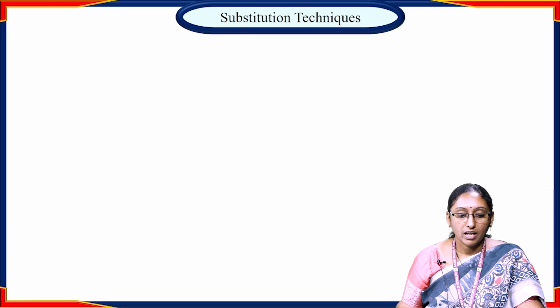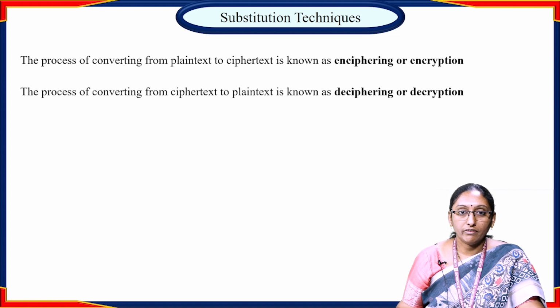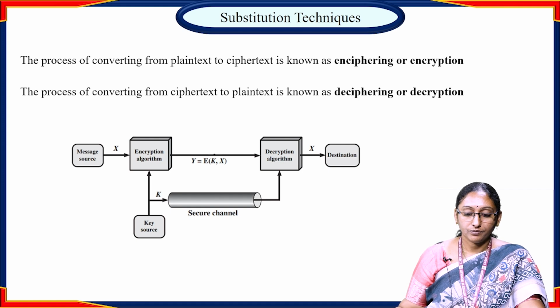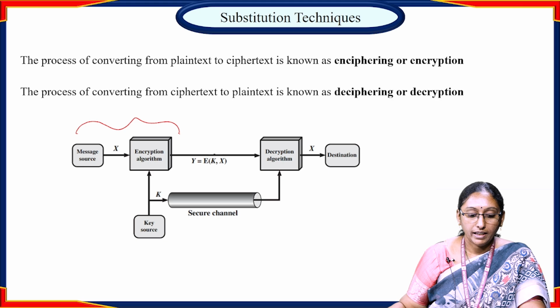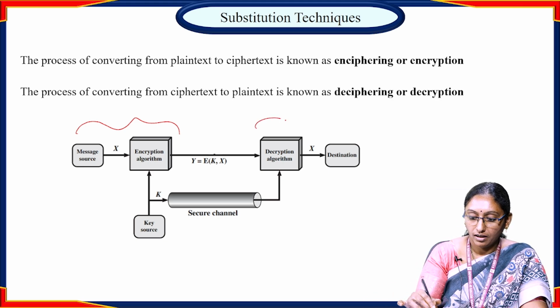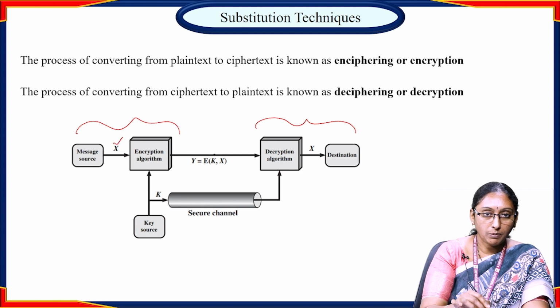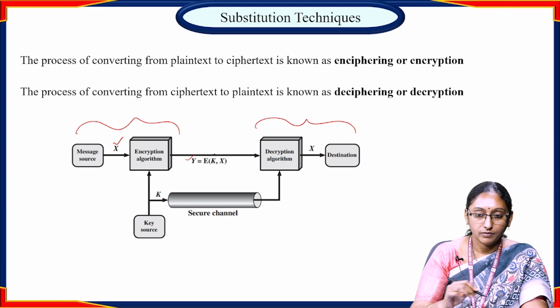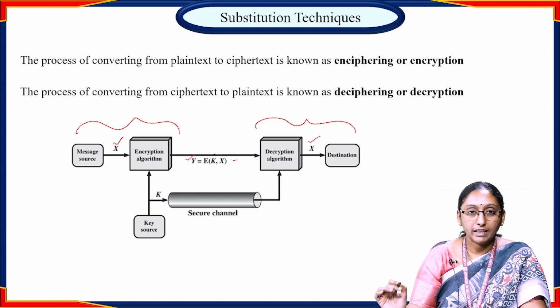What is encryption? Encryption is a process of converting plain text to ciphertext. What is decryption? Decryption is a reverse process of encryption, that is converting ciphertext to plain text. That we can observe in this diagram. In this diagram, the source side part is called the encryption process. The destination part is called the decryption process. In encryption, we convert the plain text X to ciphertext Y. In the decryption process, we convert ciphertext Y to plain text X.